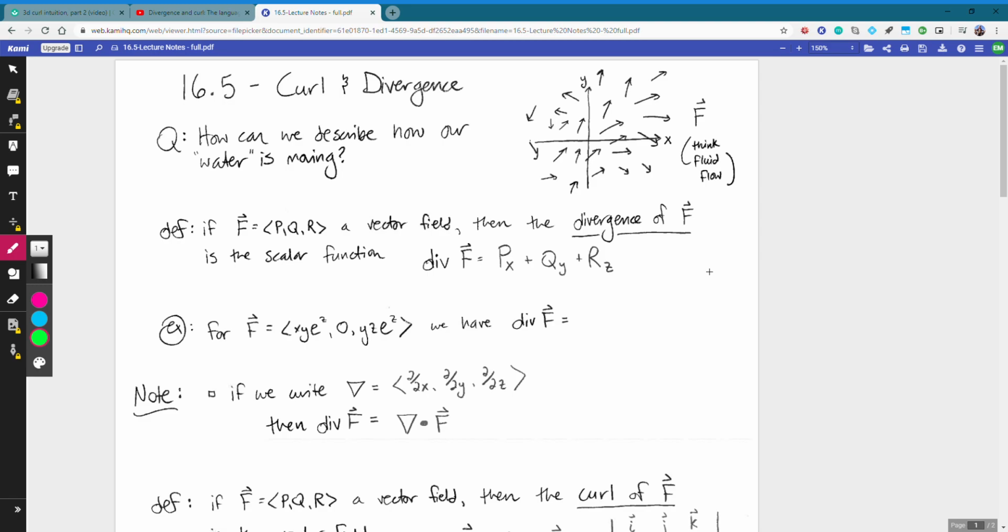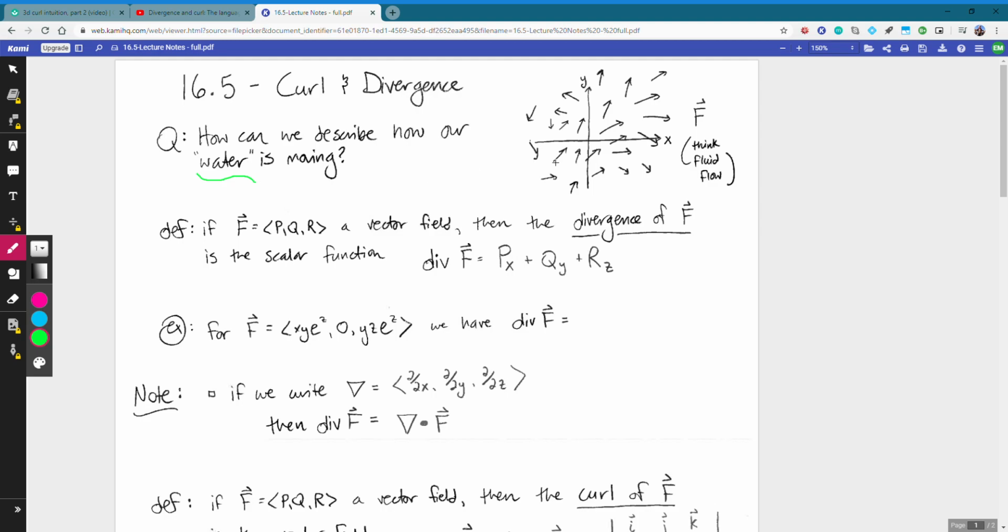Welcome back, everybody. Well, lately we've been doing a lot of integration, and oftentimes our integrals have involved vector fields. Today we're going to focus in on vector fields and think physically about these. We're not going to worry so much about integration right now, but we're going to ask the question, how can we describe how our water is moving?